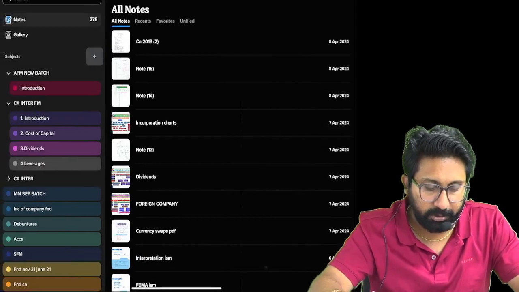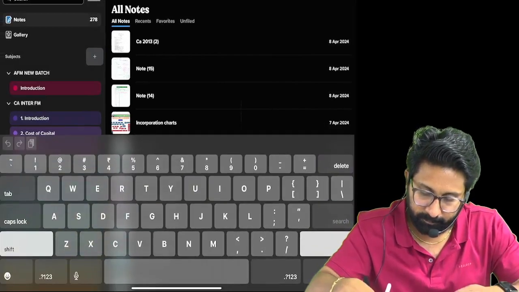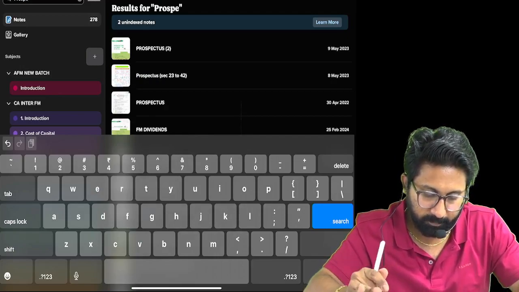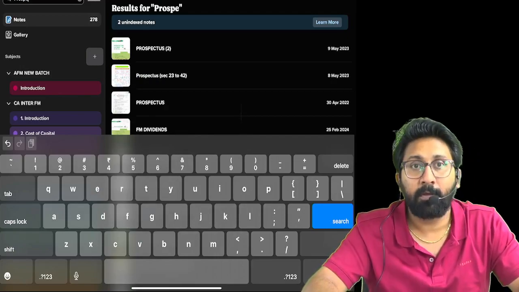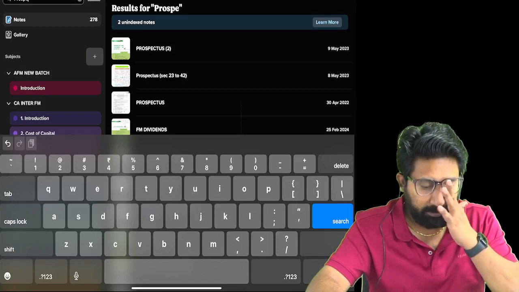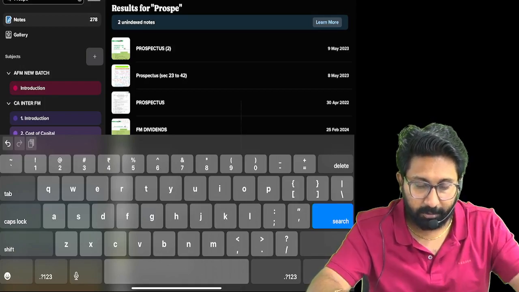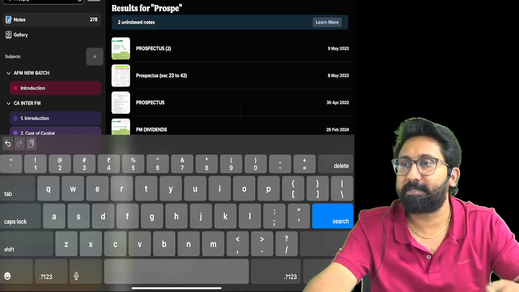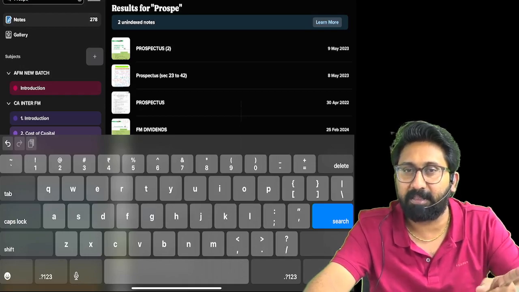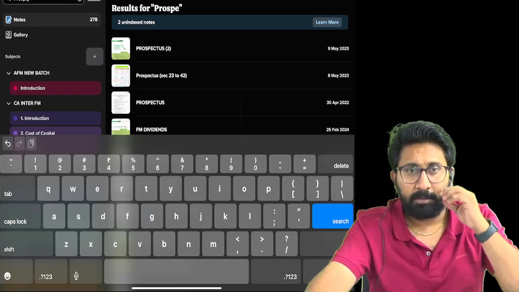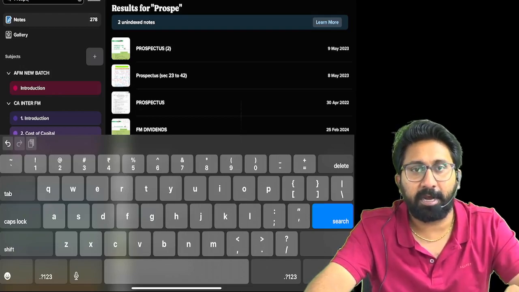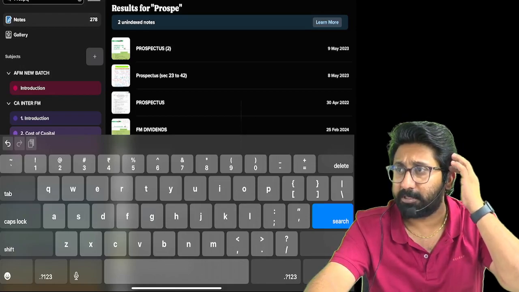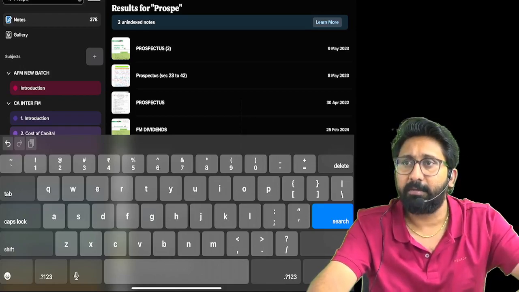So let us start with a new chapter. See here, now we are going to begin with another new chapter. There are two combination chapters. One will be prospectus and another one will be share capital. Both are connected sections and connected chapters together. So we are going to start with share capital and prospectus, or prospectus and share capital.